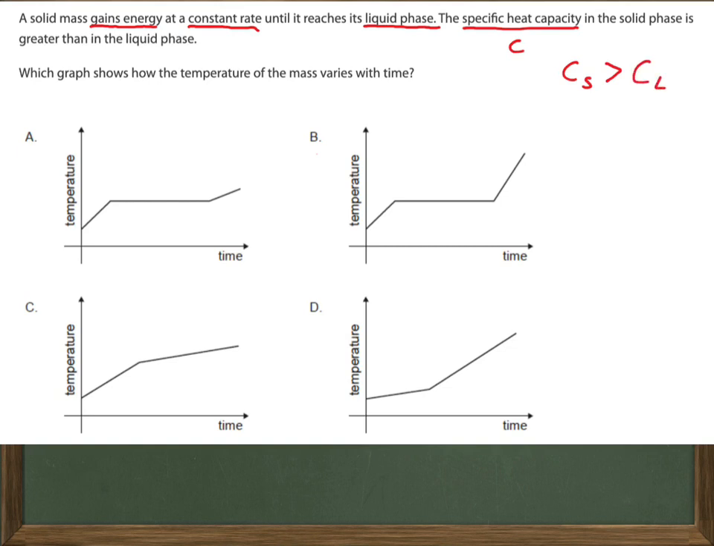Okay, so then I look at this question, I see I have 4 graphs of temperature versus time, and I'm supposed to use that to figure out which one shows the correct variation in temperature of the mass with time. Now the only real clues that have been given in the question are that the specific heat capacity is greater in the solid phase, but the other big clue that I'm given is that it's heated at a constant rate. So this is a system again where energy is being added by something and it's happening at a constant rate.